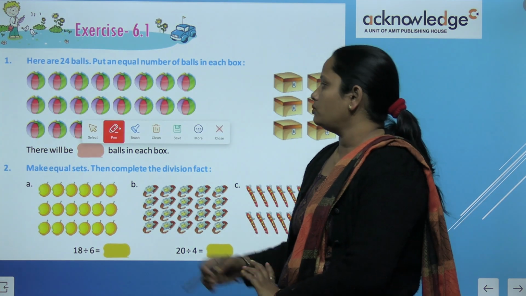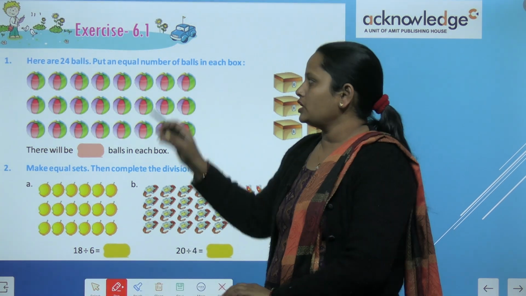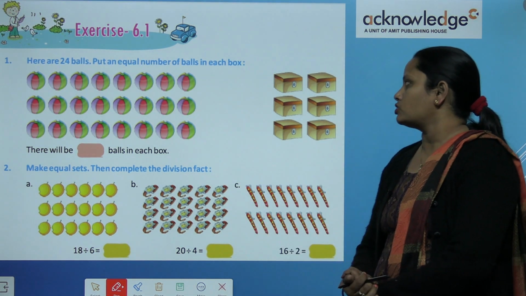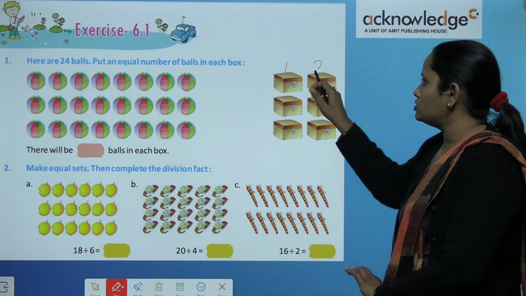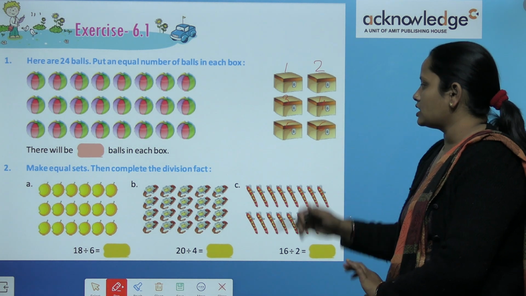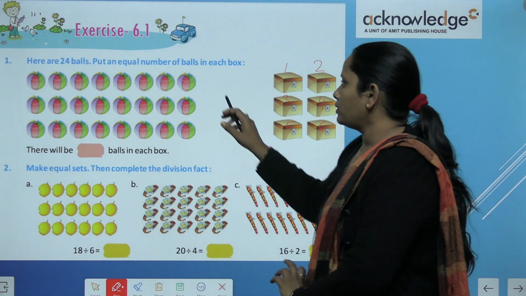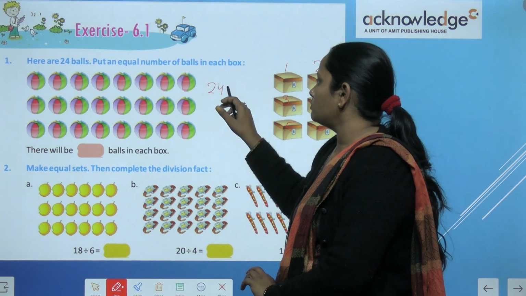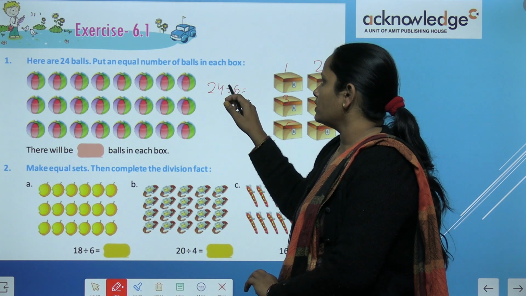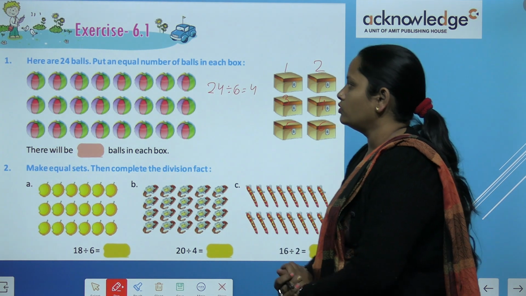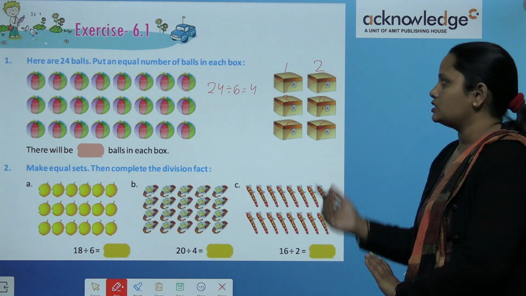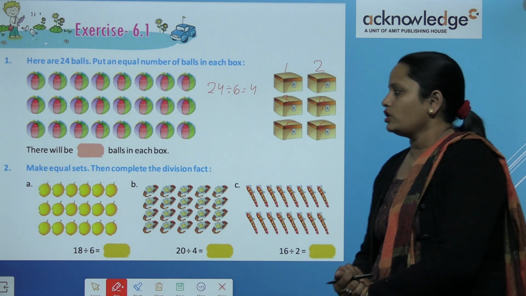Here are 24 balls. So there are 24 balls. Put an equal number of balls in each box. So you can see there are 1, 2, 3, 4, 5 and 6 boxes. तो हम क्या करेंगे, 24 balls को हम 6 से divide कर देंगे. So we will get the answer as 4. So we will keep 4 balls in each of these boxes. So let's do it.